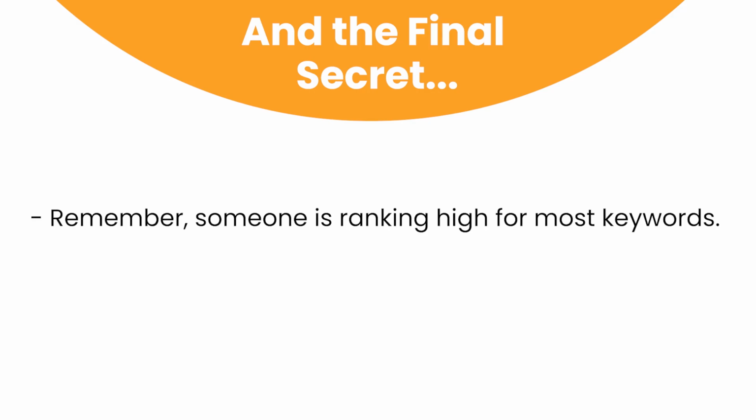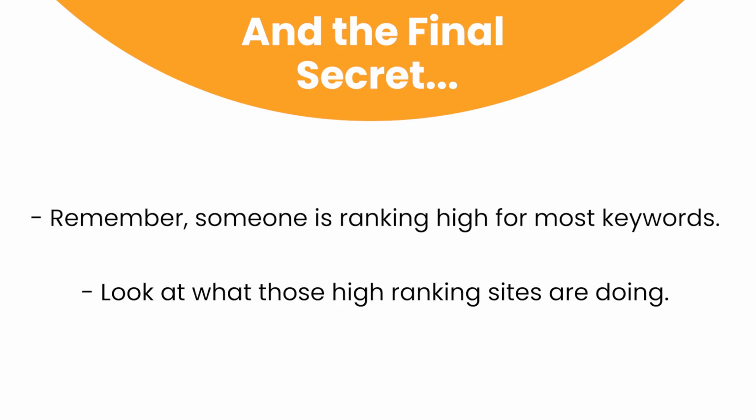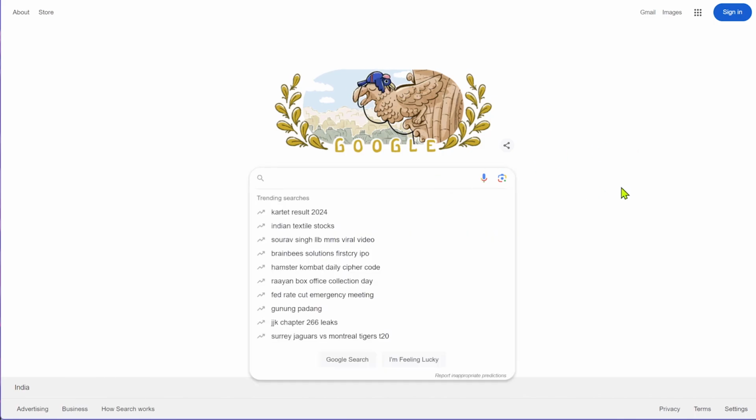So regardless of what keyword you want to rank for, there's already someone who is ranking number one. And by just looking at what they are doing specifically that you are not doing, you will increase the probability of ranking higher. Now, all you have to do is, first of all, figure out the keyword you want to rank for, then make an incognito search. I would recommend incognito, otherwise the results might be personalized to you.